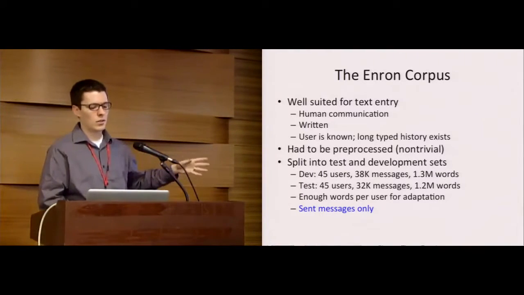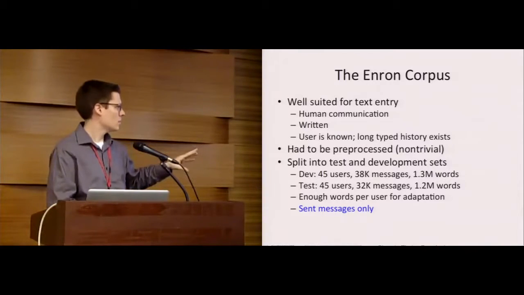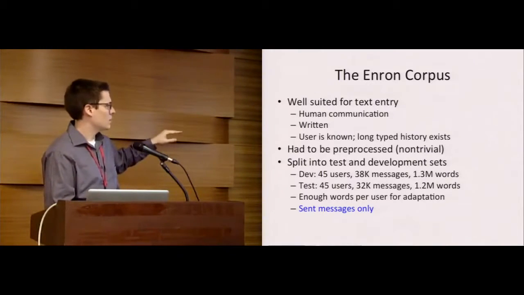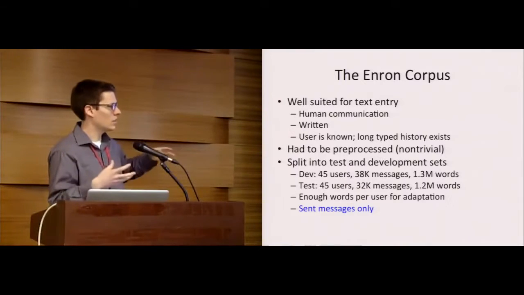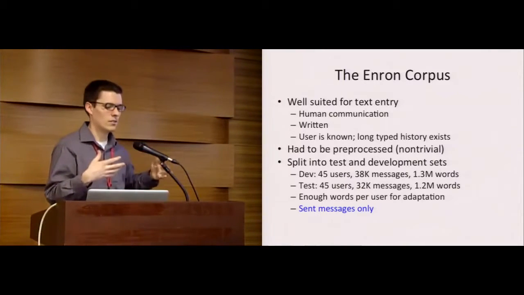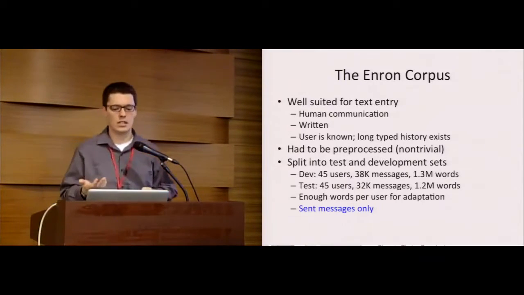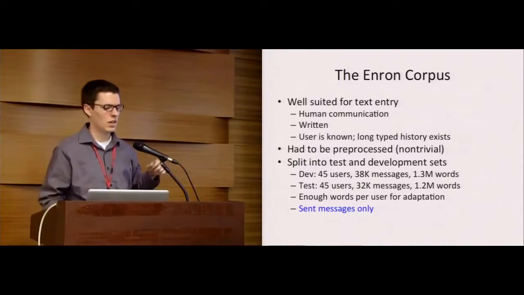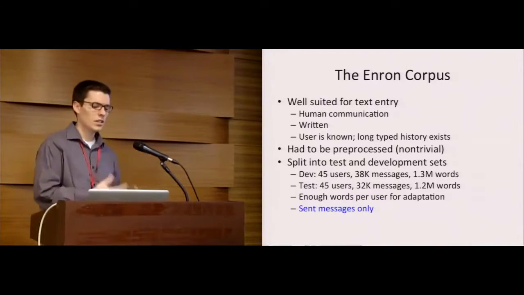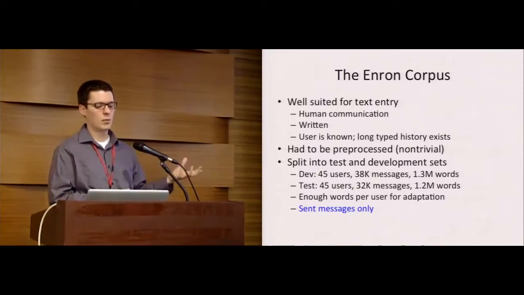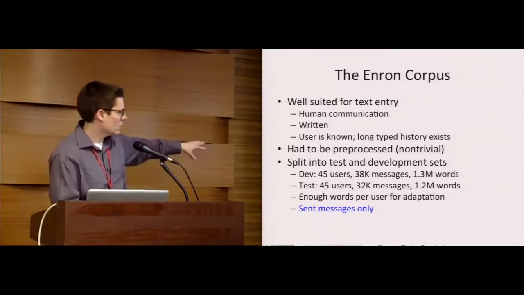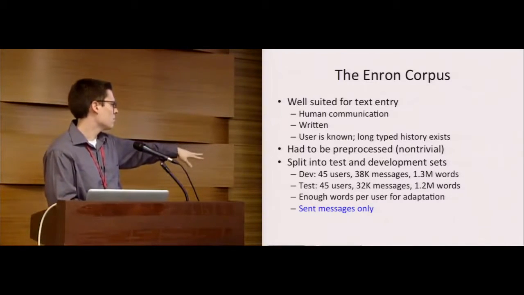So the first thing we had to do was pre-process the Enron corpus. I'm going to totally skip that step, but that just means we cleaned the data to make it look nice. It's actually very hard to do that. And we, I think, published an appendix to the paper that explains how we did that. Then we split it up into two main sets, a development set and a test set. You can see the counts there.